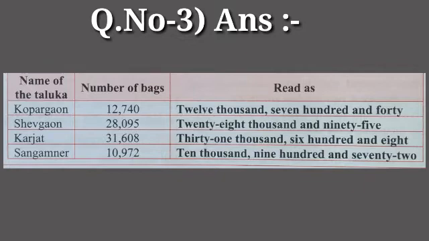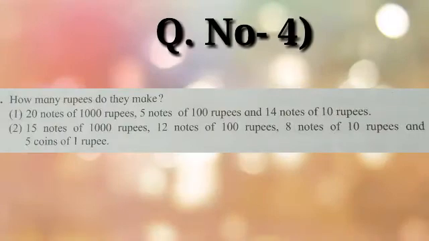In the same way, you have to write the number of Shegaon, Karjat and Sangamner Taluka along with its notation in third column. So if you want, you can take the screenshot and write in your notebook afterwards. Let's move towards our next question, that is fourth one.